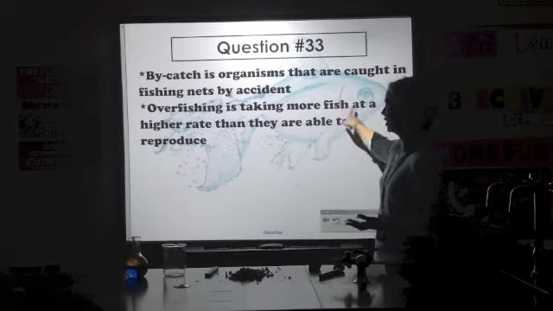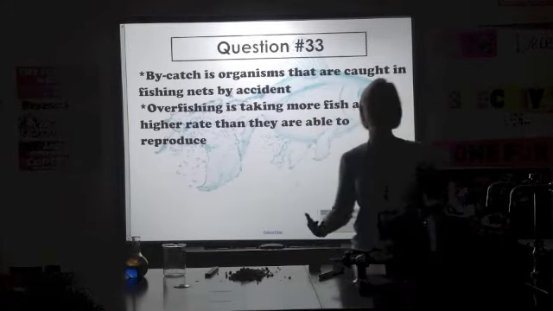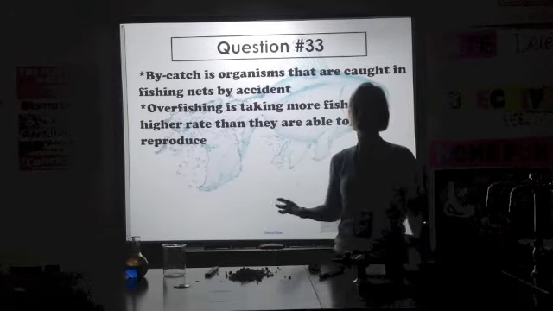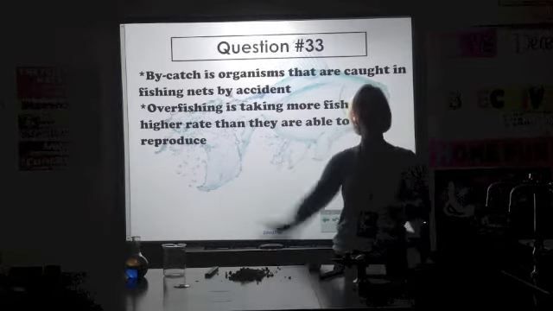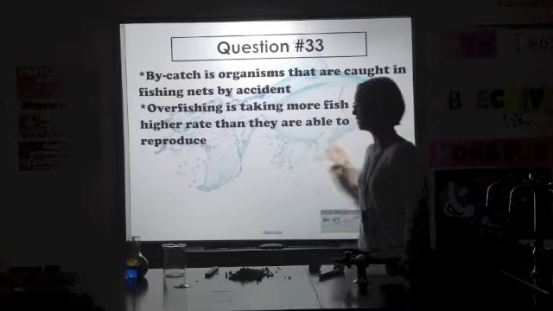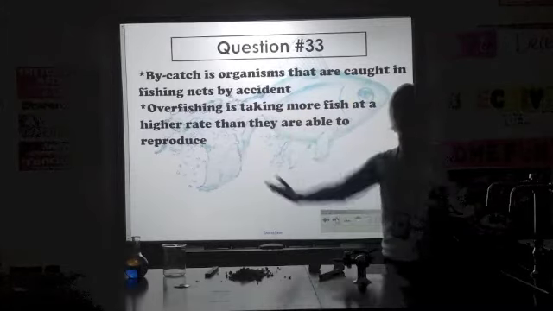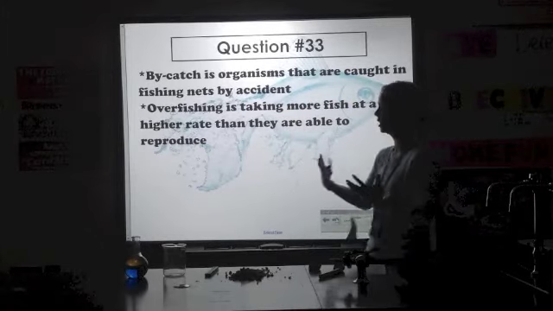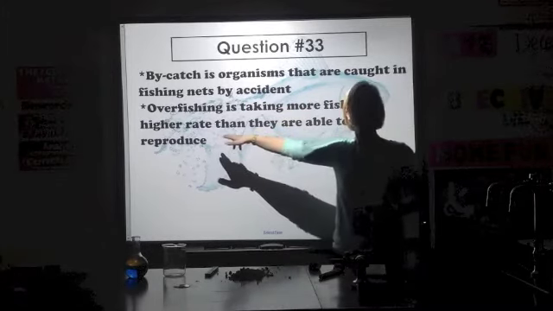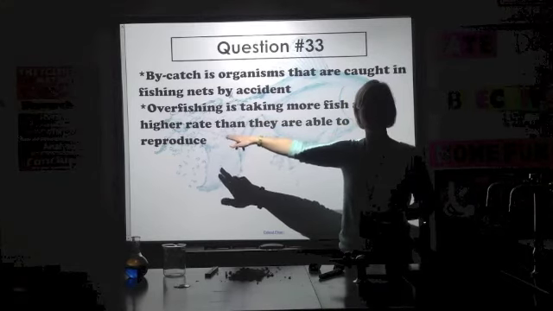Overfishing is taking more fish at a higher rate than they're able to reproduce. So because we're not in the ocean seeing all the fish out there, sometimes we just keep taking and taking and taking, and they don't have enough time to keep making more of themselves. Hopefully that makes sense. So overfishing is basically leading a fish to extinction.